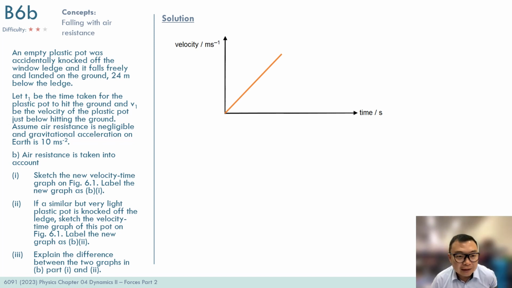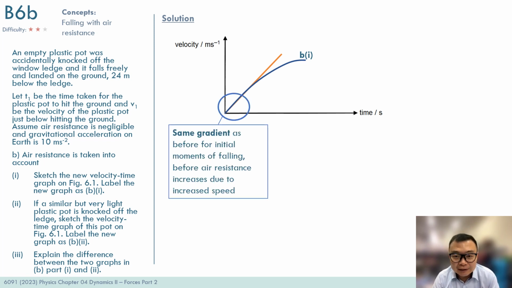We are back to the empty flower pot again, but right now this flower pot is falling with air resistance. You are to sketch the new velocity time graph, and this is the graph to sketch. There are three features for this graph that I'll run through. First one, in the initial stages of falling with air resistance, the effect on the object is exactly the same as a free falling object.